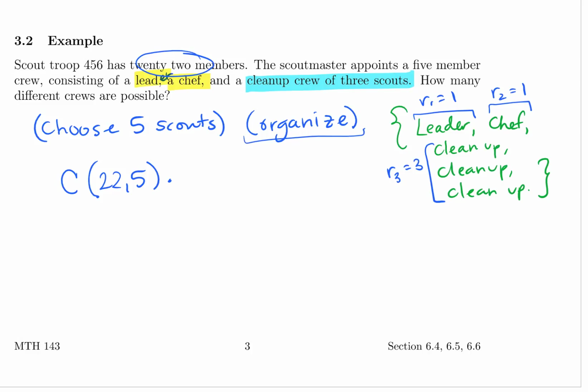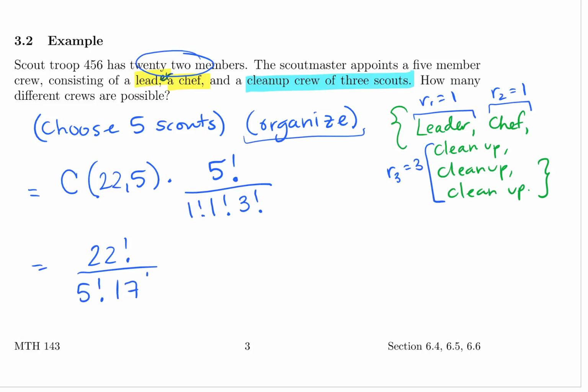So to figure out all the different ways that we could organize those 5 scouts into leader, chef, and cleanup crew, we will do the permutation of 5 elements where we have some of them repeating. So that would be a 1 factorial in the denominator, a 1 factorial, and then a 3 factorial. And so let's see. Our first combination, we have 22 factorial over 5 factorial times 17 factorial. And the second permutation, the one with repeats, would just become 5 factorial over 3 factorial.